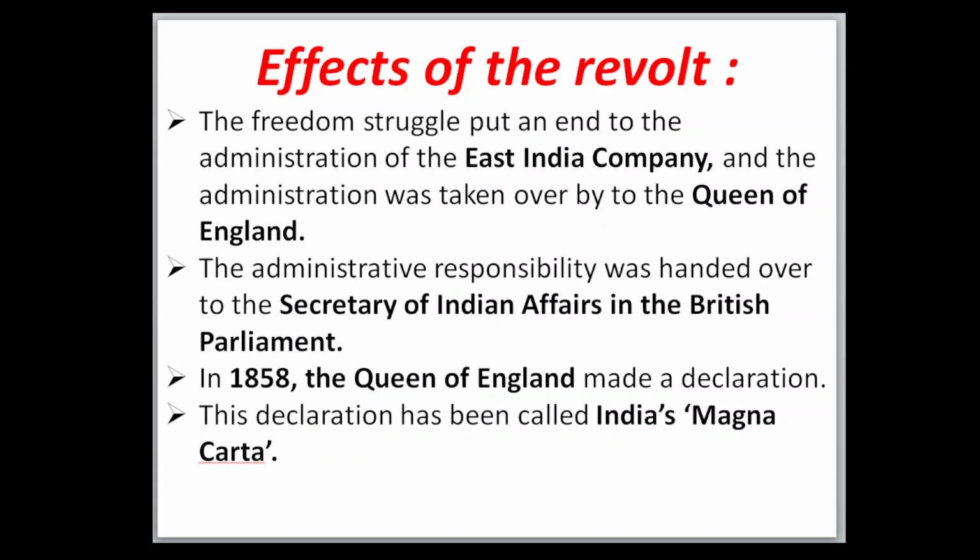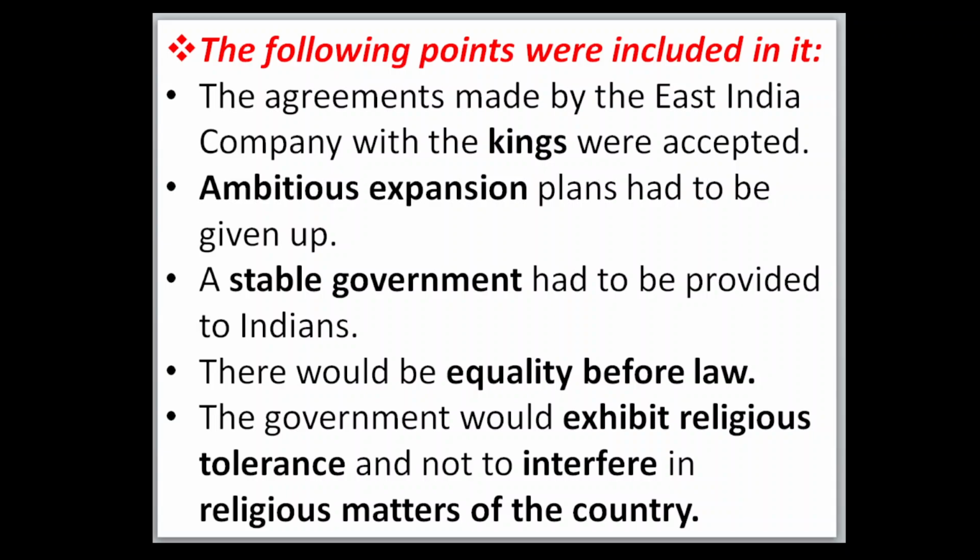Then the administrative responsibility was handed over to the Secretary of Indian Affairs in the British Parliament. He will be responsible for the administration of our India. So this is the second point. Third, in 1858 the Queen of England made a declaration, and that declaration is called India's Magna Carta, the charter of rights. So what will be there in that Magna Carta? The points are the following.